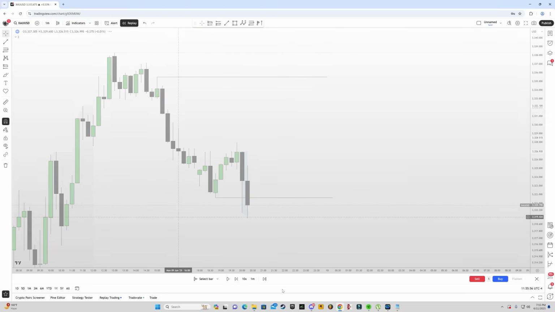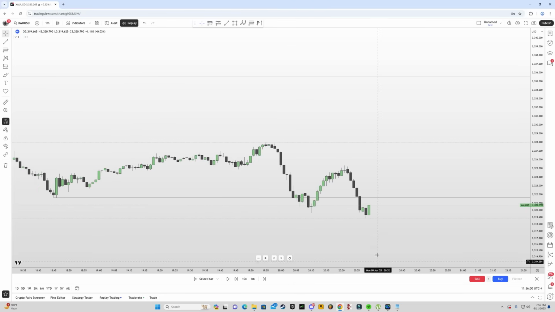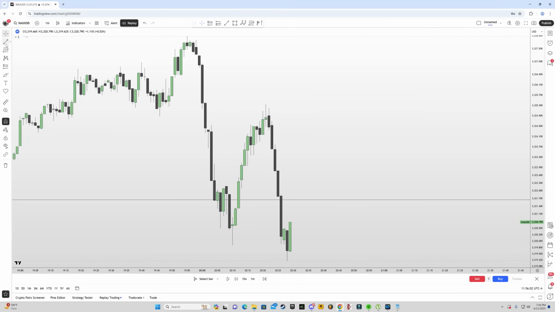So let's go to the 1 minute time frame to see what happened. What exactly happened, right? Notice how we got a market structure shift after 8 p.m. And then we had this order block right here. So this would have been your entry.